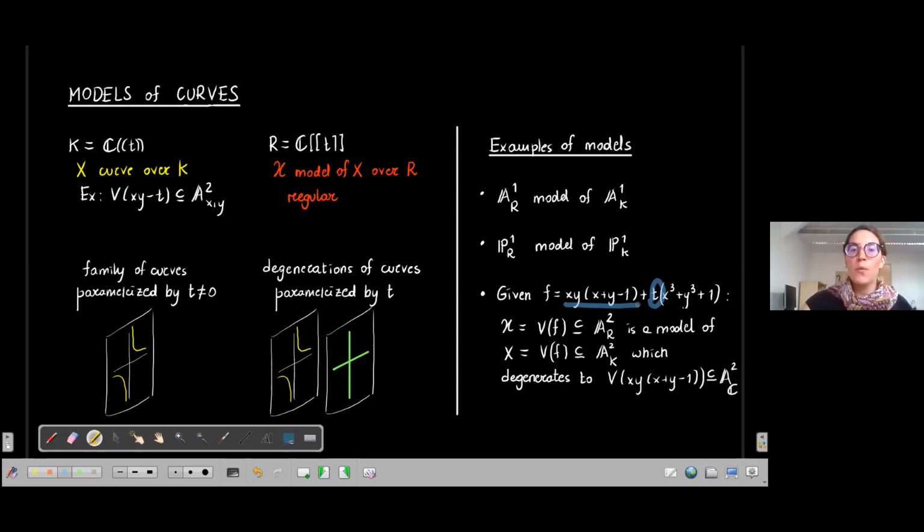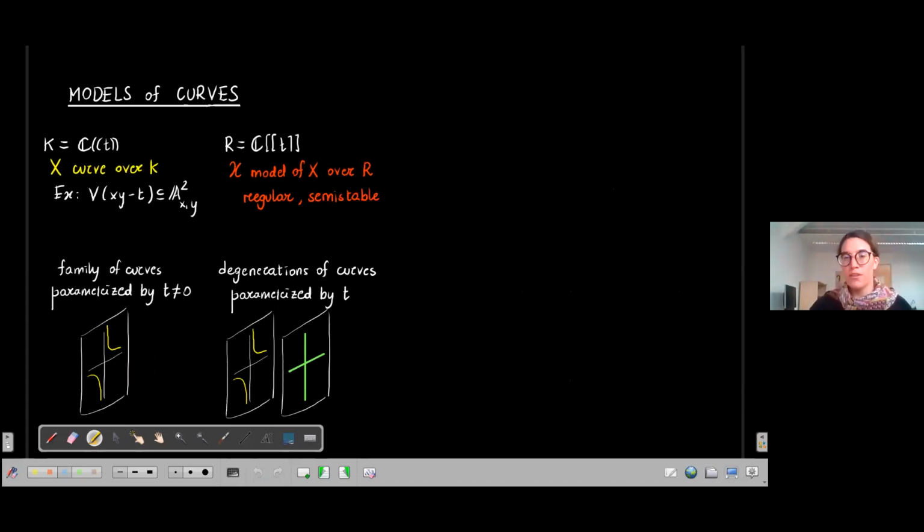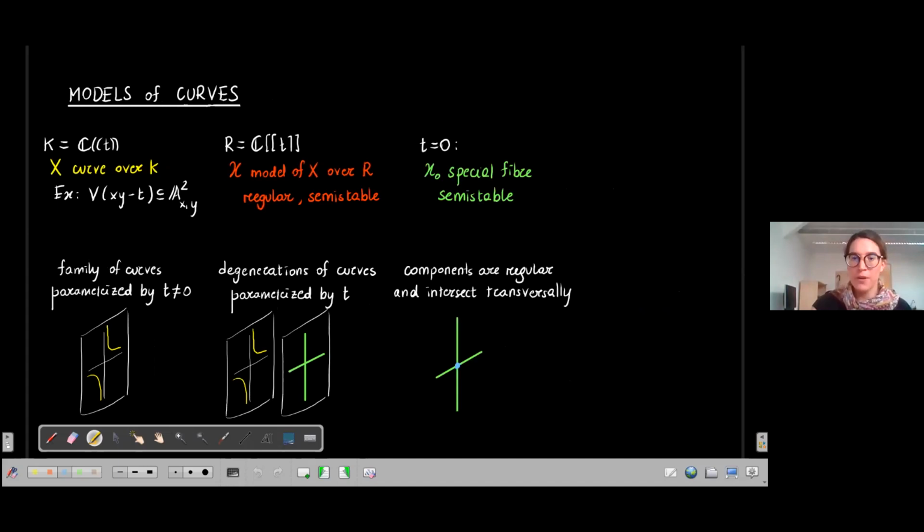In particular, we will work with models that are regular in the sense that we don't want to have too many singularities, too many bad points, even if our special fiber, the one over t equals 0, can have some singularities. As I say, we can have nodes, but this is the worst thing that we can have.